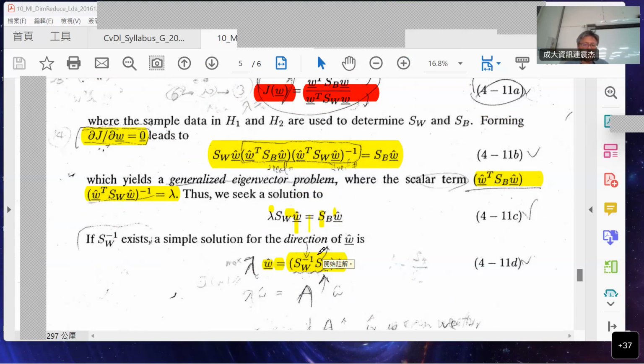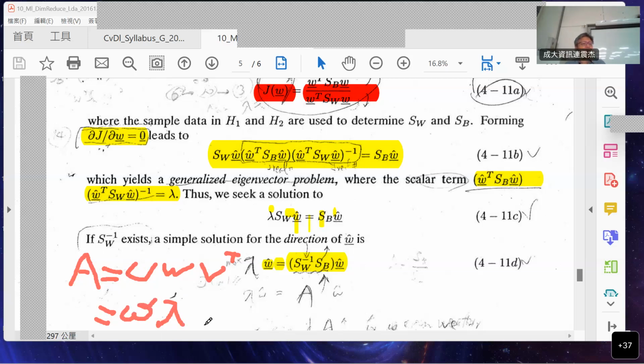So this term becomes A. So use SVD to become UWV^T. In this case, W equals lambda, the eigenvalue, and U equals omega. And we don't care about this term.